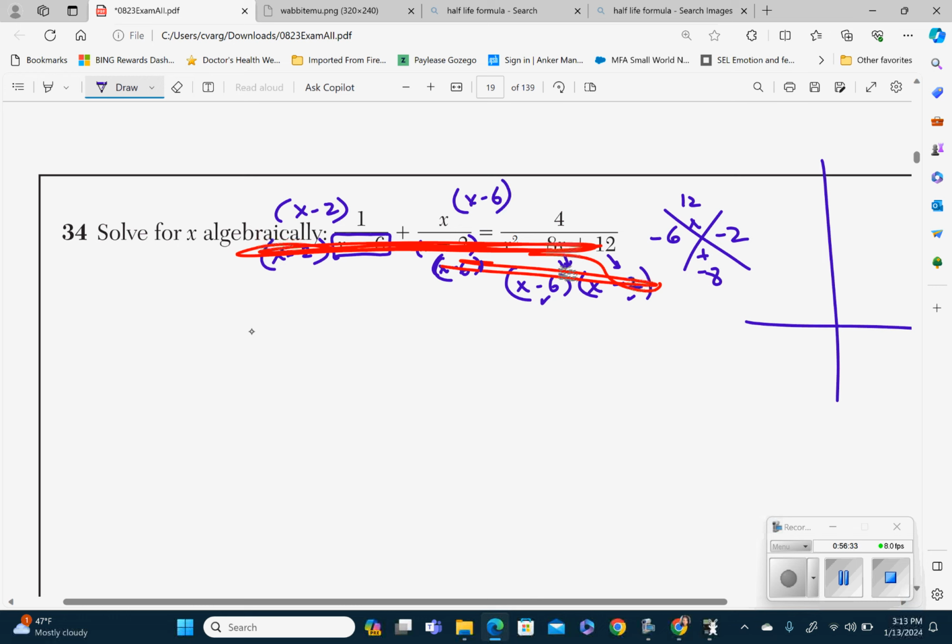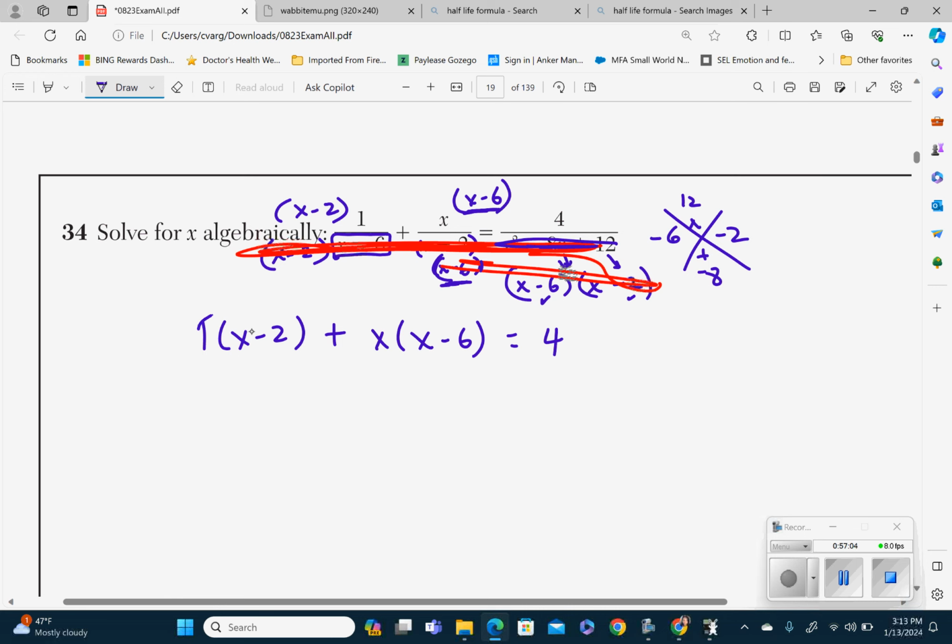All right, so now what do I have left? I have x minus 2 times 1. Then I have plus, I have x times x minus 6 is equal to 4, right? Because I didn't have to multiply this by anything, okay? So don't do what I did, right? Whenever you're multiplying, you see this x minus 6, I didn't multiply it on the top, so make sure that you remember to do that, all right? So now, let's see. So 1 times anything is itself, so that's going to be x minus 2 plus x times x is x squared. X times -6 is -6x equals 4.